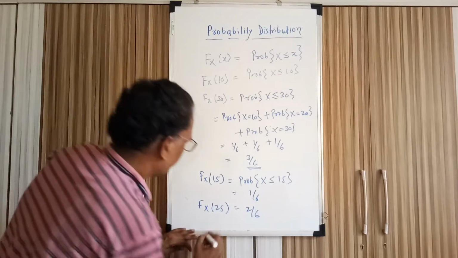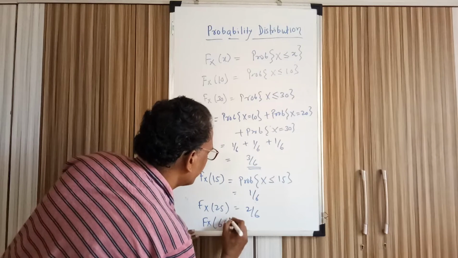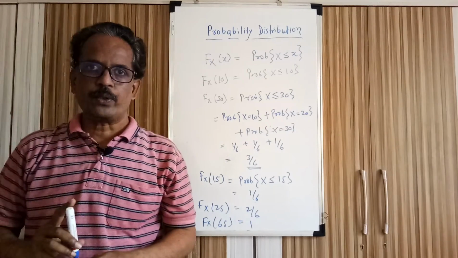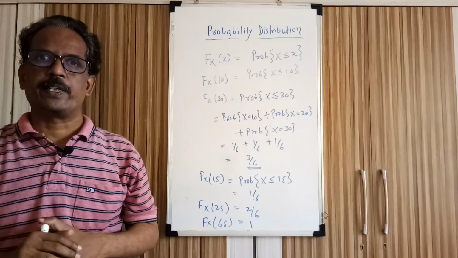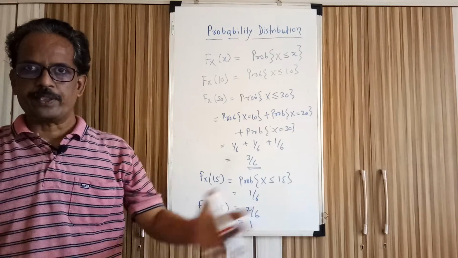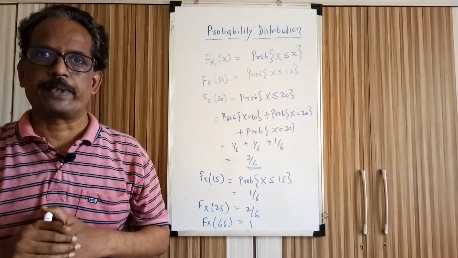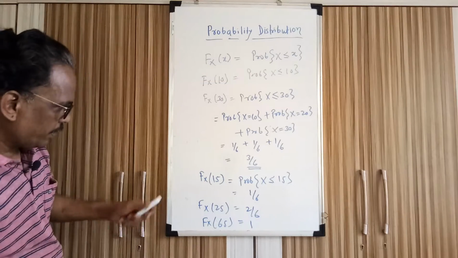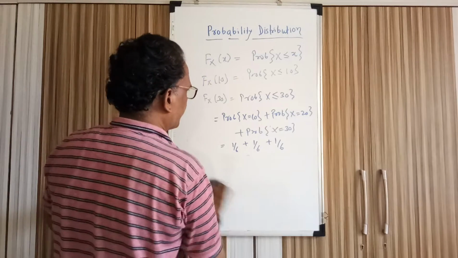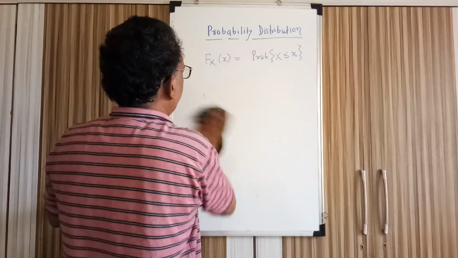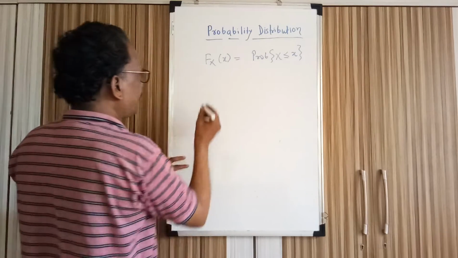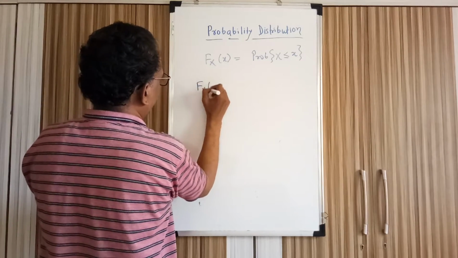So Fx of, let us say, Fx of 65, it is 6/6, 1, right? Because it is going to take value from minus infinity to less than or equal to 60. So the event is the entire sample space, the addition of the probability of each individual outcome. So that is your complete value of distribution function Fx of 61. If I take those values into account and draw the plot of the distribution function, we get it like this.